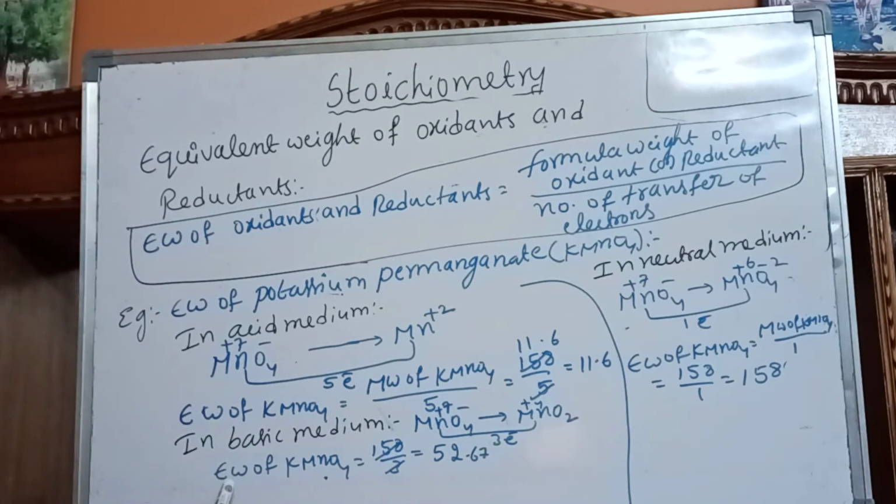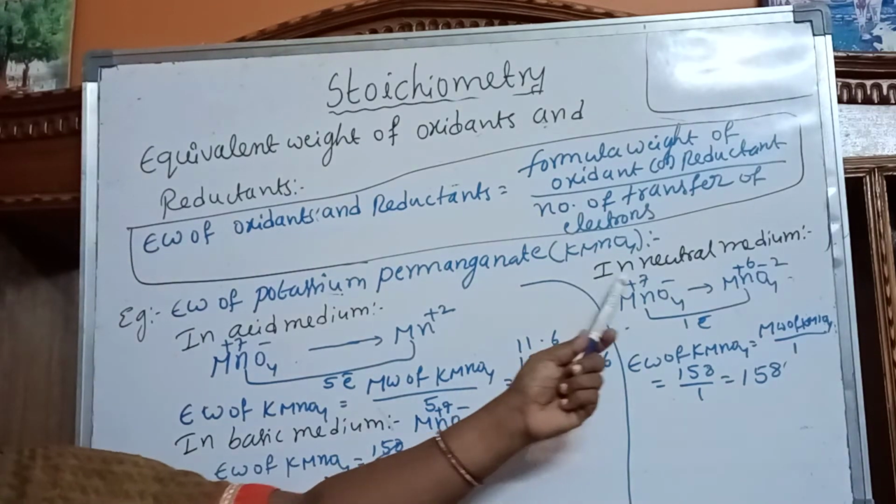Then, to calculate, in which medium? Basic medium. Same equivalent weight of potassium permanganate but in different mediums. You have to remember, this is also important. The equivalent weight of potassium permanganate is equal to the molecular weight, 158, divided by the number of transferring electrons, 3. So 158 by 3 is equal to how much? 52.67. So 52.67 is the equivalent weight of potassium permanganate in basic media.